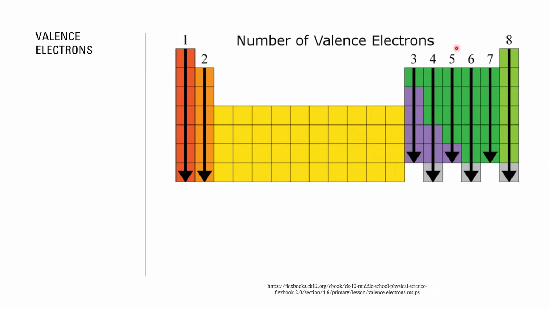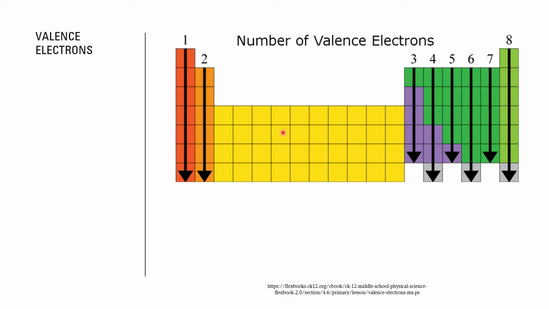Technically, these groups over here are 13, 14, 15, 16, 17, and 18. Sometimes you might also see them labeled as group 3, 4, 5, 6, 7, 8. But technically that's incorrect because we do have the D block in the middle. Now, the D block doesn't follow any sort of pattern in terms of valence electrons. That's why we left them blank.